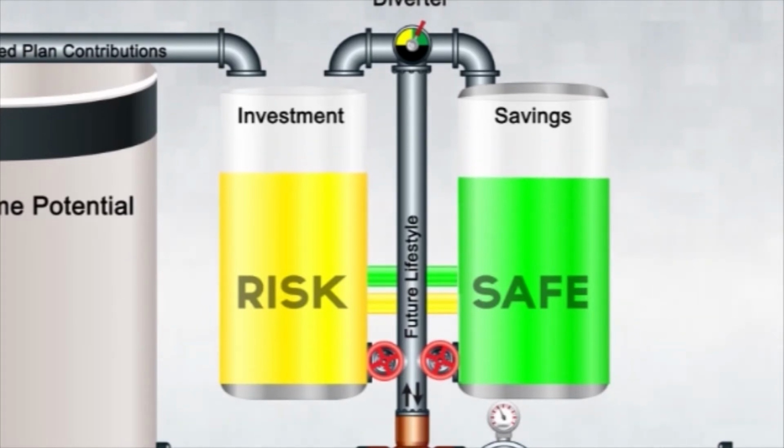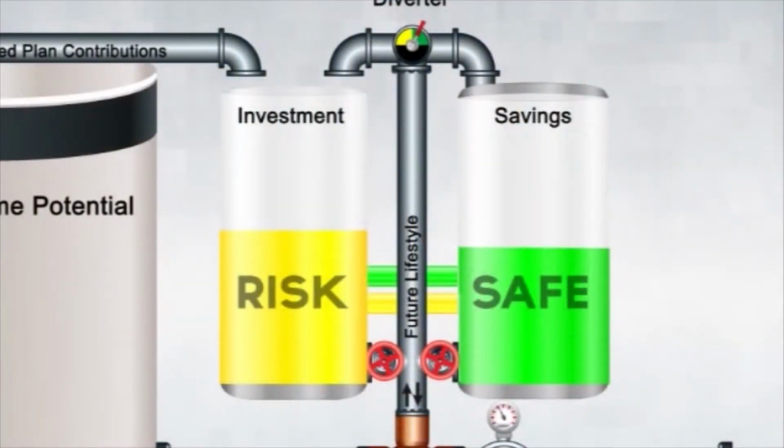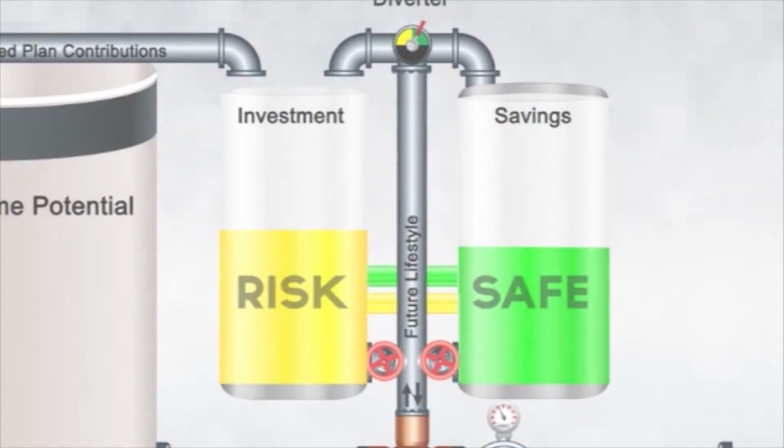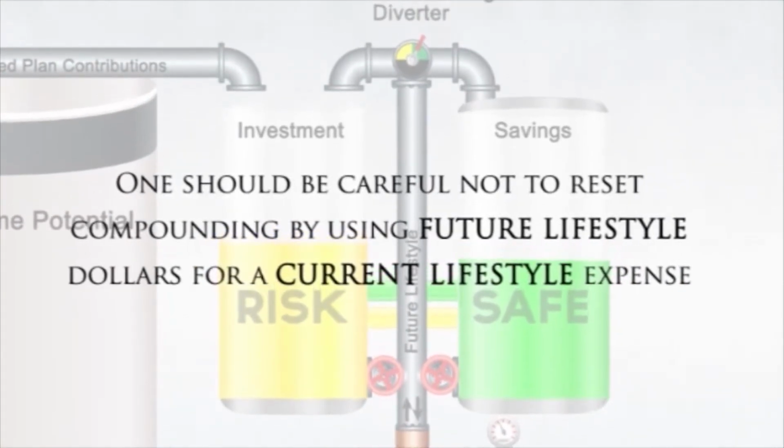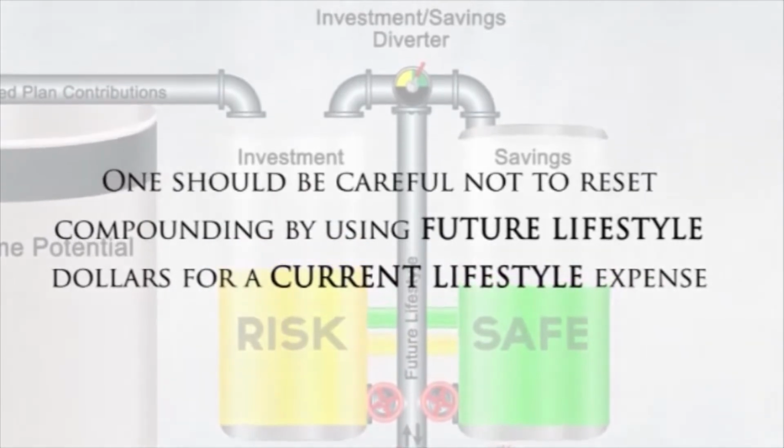While it is possible to withdraw money from these long-term tanks during our accumulation years, doing so without replenishing the withdrawal and interest lost will have an impact on the amount of money available for future withdrawals during retirement. Money in these two tanks works best over time and uninterrupted. One should be careful not to reset compounding by using future lifestyle dollars for a current lifestyle expense.